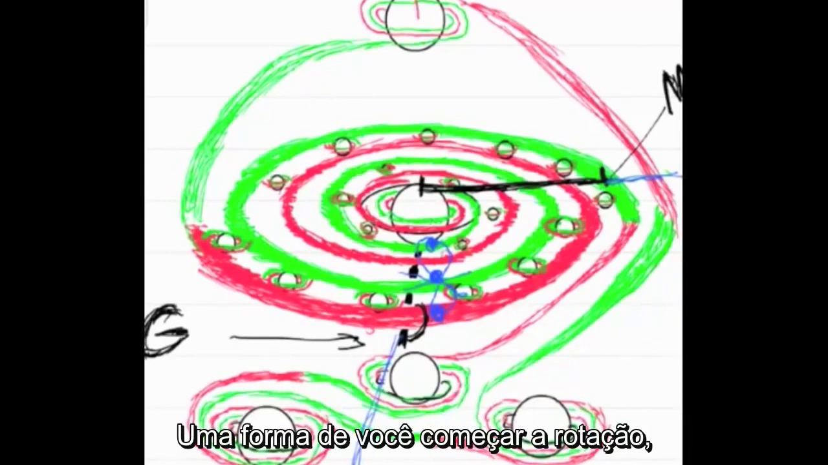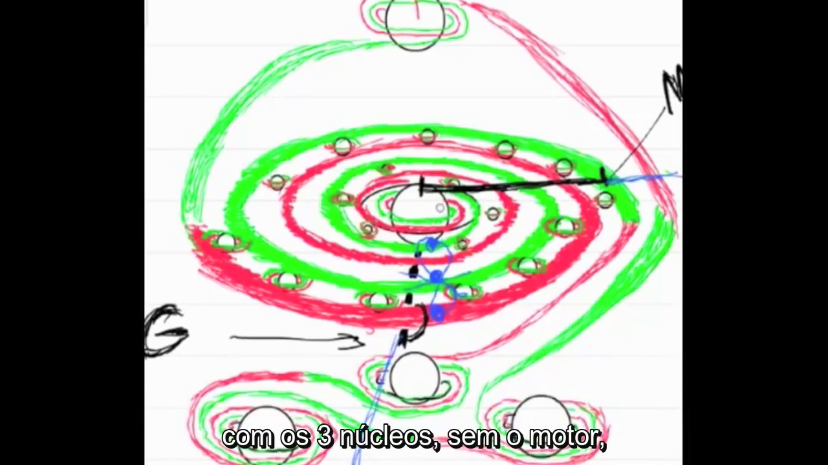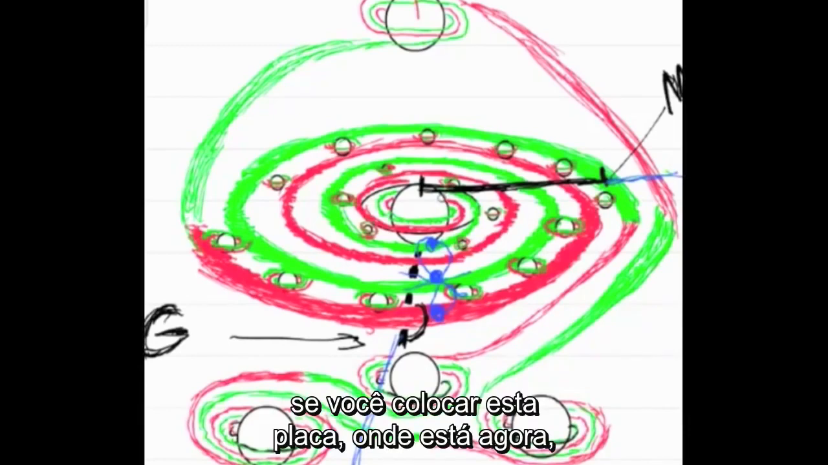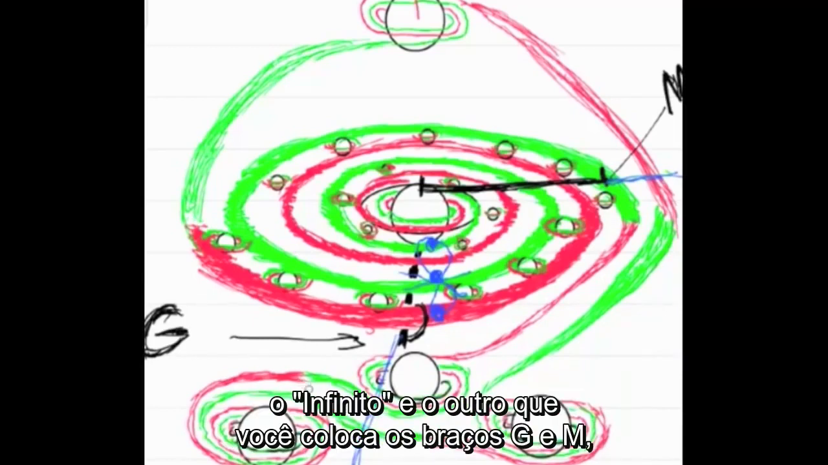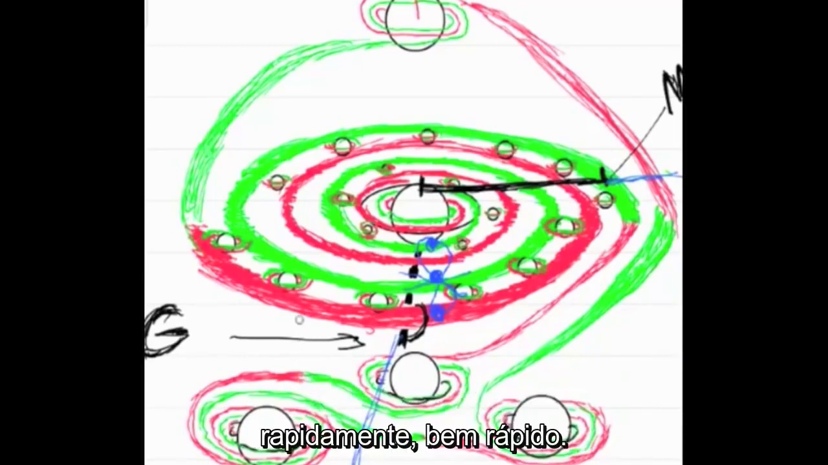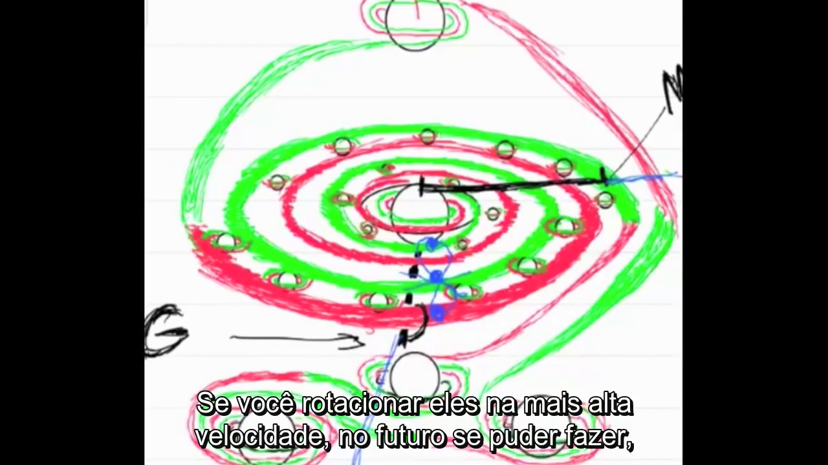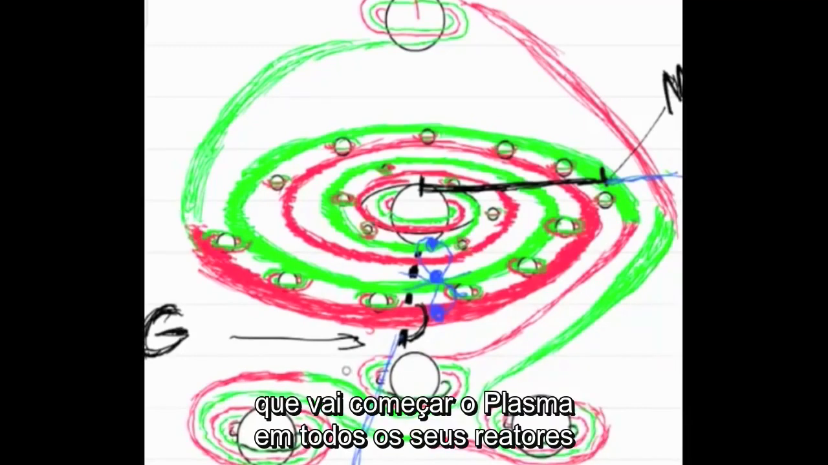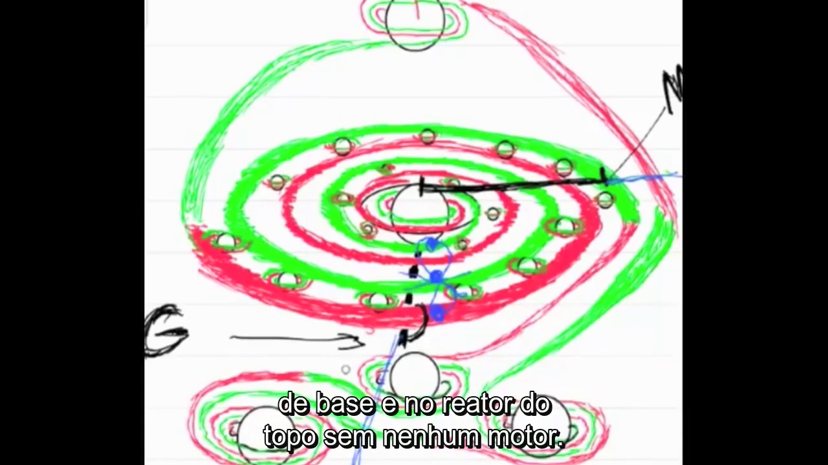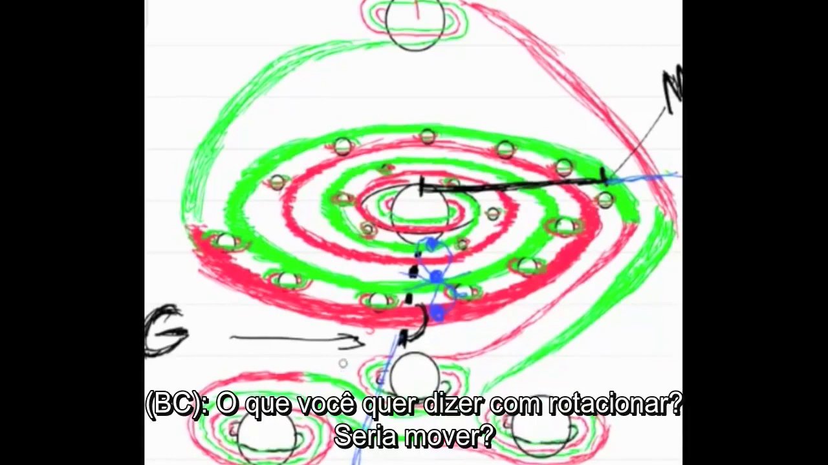One way to start the rotation with the 3 cores without the motor, if you put this plate where it is now, is to rotate both arms, the one which you put infinity on and the one you put M on, the G and M arms, very, very rapidly. If you rotate them at a high speed, you create a magnetic vortex which will start the plasma in all your base reactors and the top reactor without any motors. What do you mean rotate? You mean moving around? Yeah, moving around.